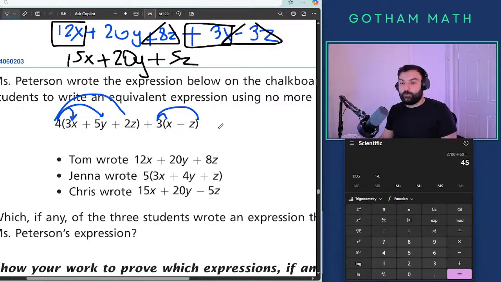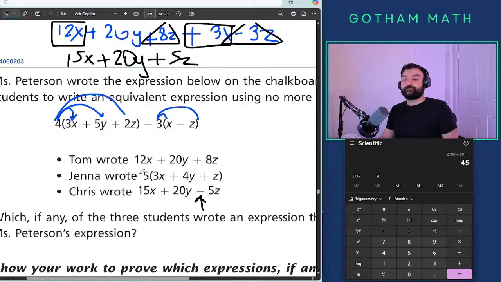All right, so which one is correct? Chris. Actually, I thought that too, but look at that. Oh. Wrong. The sign is wrong. And if the sign is wrong, it's wrong. It's definitely wrong if the sign is wrong. So is it Jenna? It's definitely not Tom, right? It's definitely not Chris. So it is Jenna.